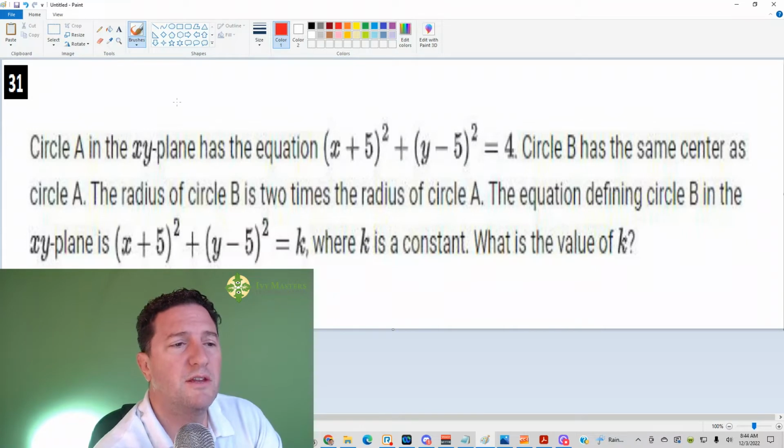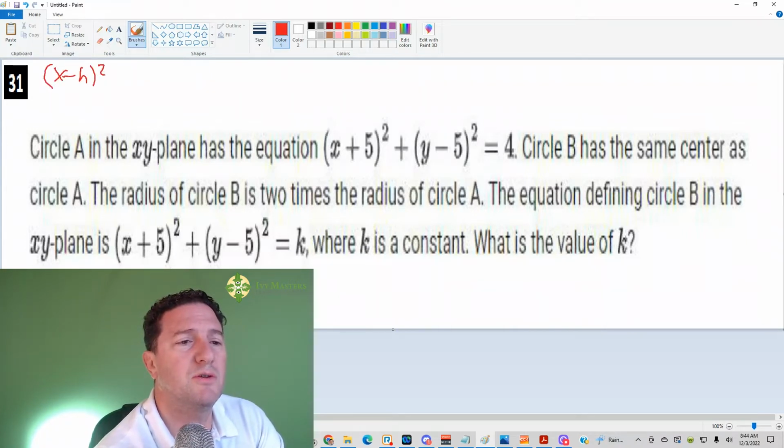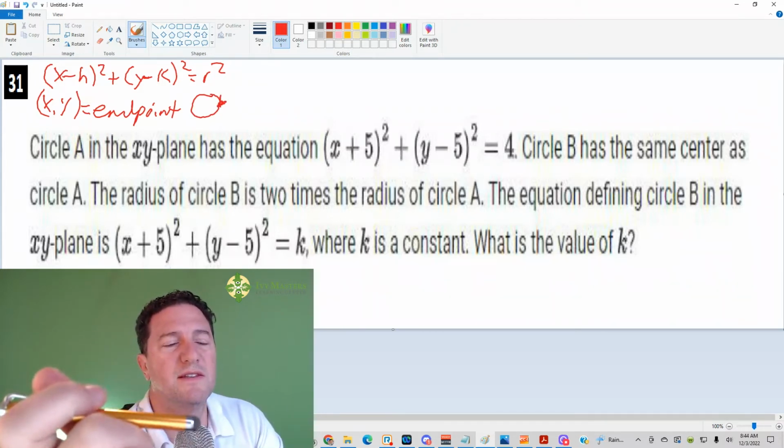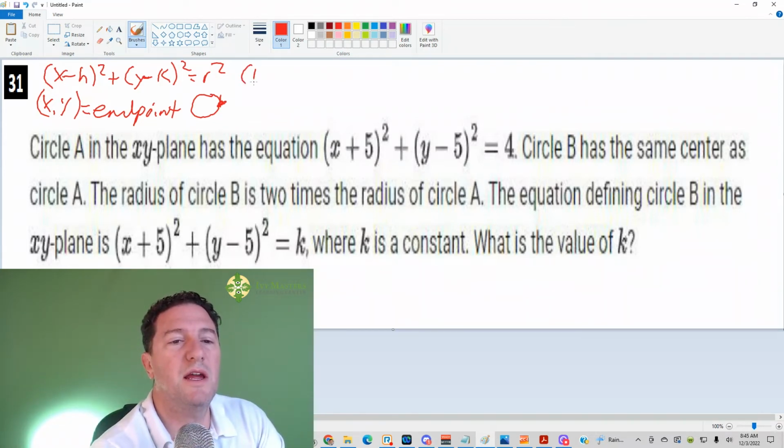In order to understand this question, you need to know standard form for a circle, which is (x − h)² + (y − k)² = r². And here what we get is x, y is the endpoint. Now what's meant by that is if that's a circle, it's a terrible circle, but it's a point that lies right on the circle. That's the endpoint. And it'll work if you plug it into the equation. Here h, k is the center.